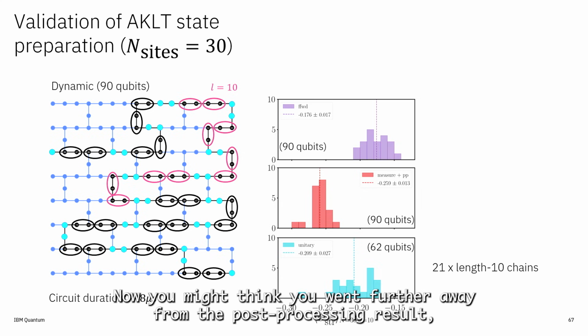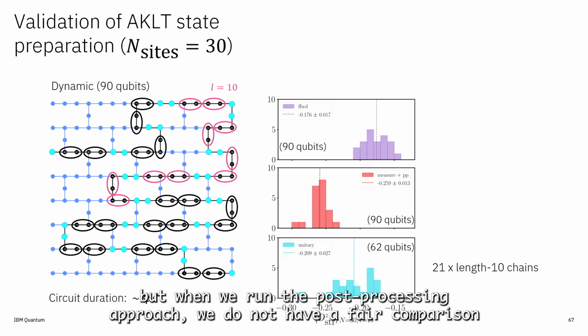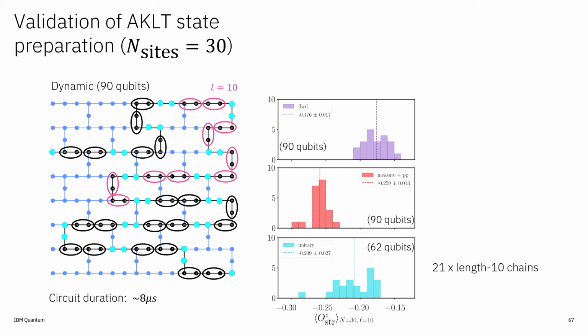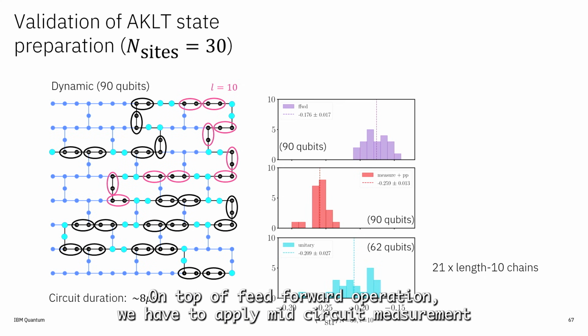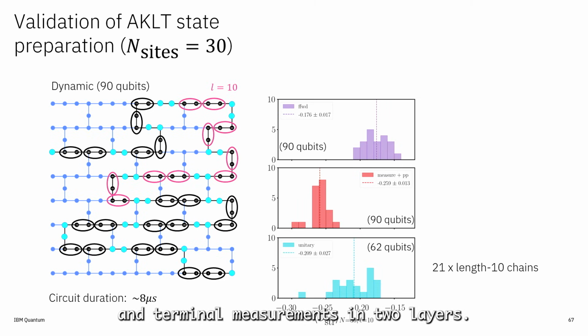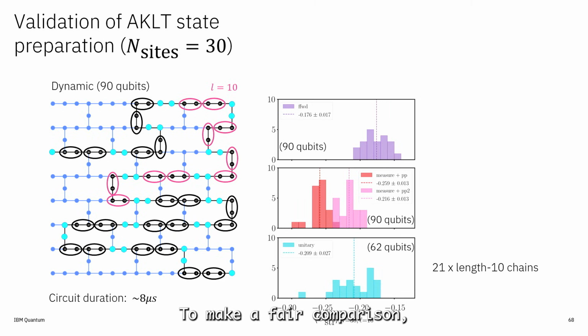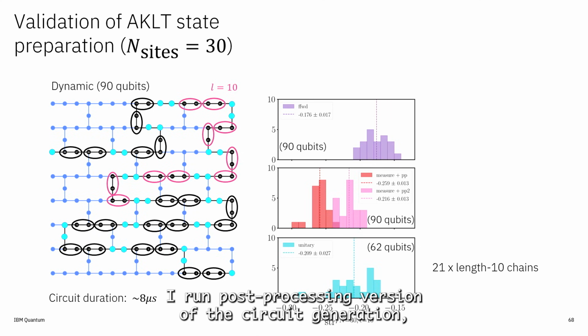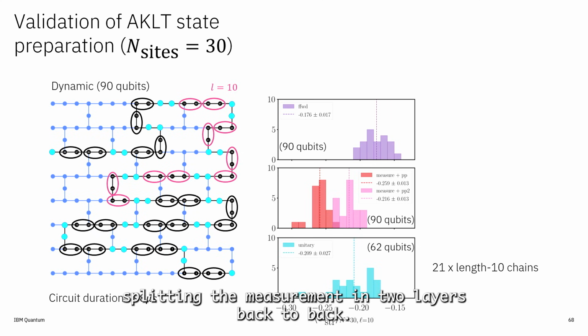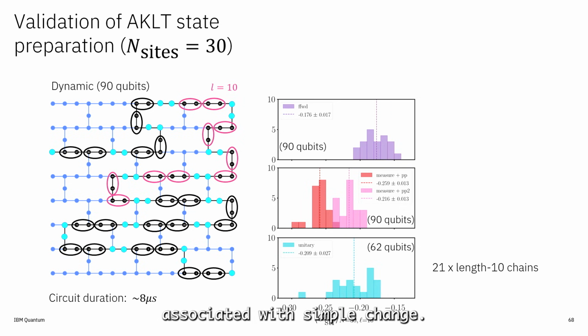Now, you might think it went further away from the post-processing result, but when we ran the post-processing approach, we did not have a fair comparison. With dynamic circuits, on top of feed-forward operation, we have to apply mid-circuit measurement and terminal measurements in 2 layers. To make a fairer comparison, I ran a post-processing version of the circuit generation, splitting the measurement in 2 layers back to back. The results are shown in the pink histogram, showing errors associated with simple change.